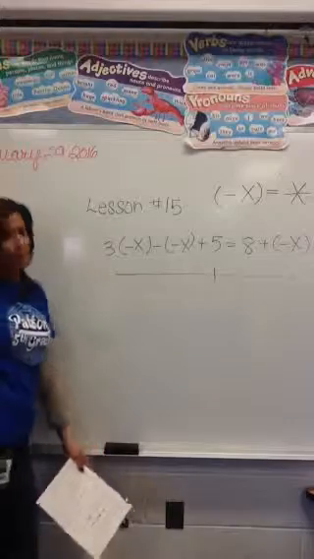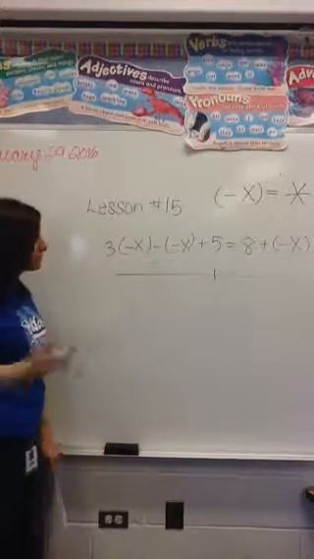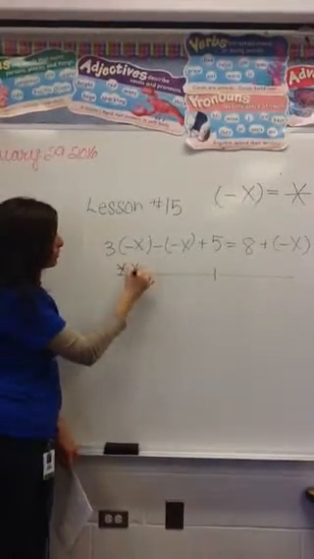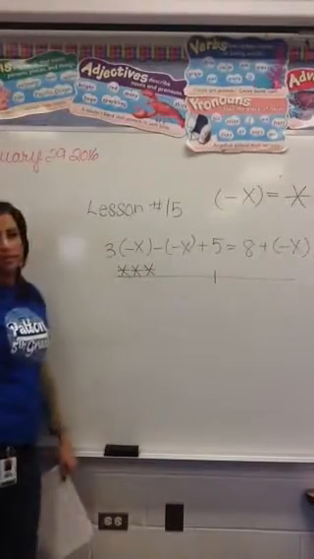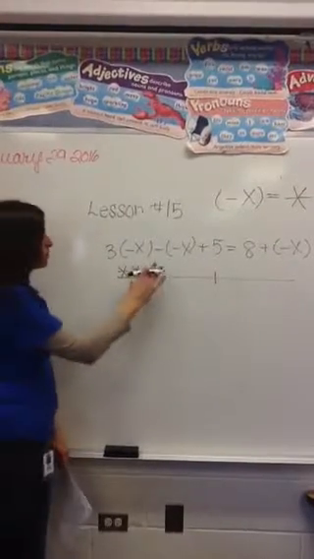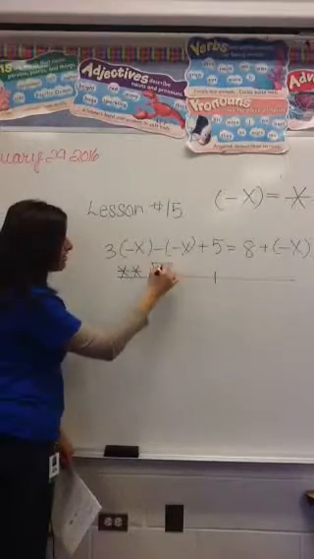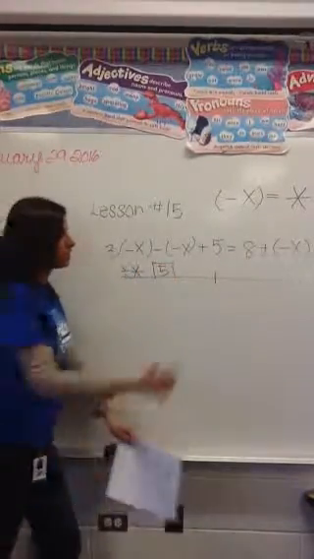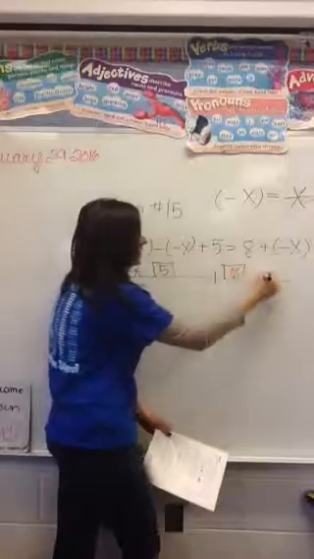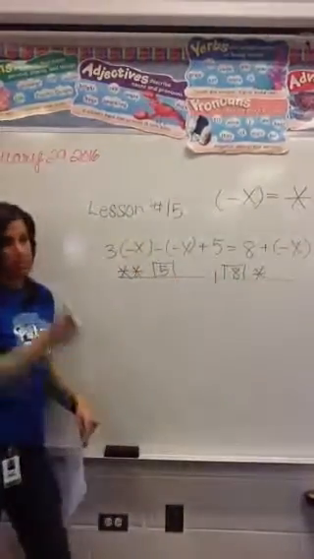So here's our next equation. So you're setting up while I'm writing on the board. 3 times negative x. So we have 3 stars. And then it says minus negative x. So go ahead and take a star off. Plus 5 equals 8 plus negative x.